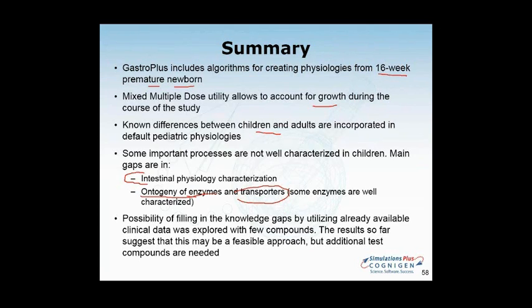But we have started exploring the process of learning from compounds with similar pathways, and the compounds that we used so far did work very nicely. Of course, we need to continue on this path of exploring and validating this approach, but so far it's showing promising results. So this could be used as a substitute for the unknown ontogeny of the transporters.